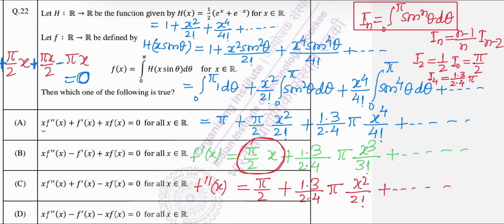Now see the options. Here you see all signs are plus. Here we have to find plus, plus, minus. Here it is not plus, plus, minus. In C you see plus, plus, minus. In the first term you see plus, in the second it is plus, and in the third it is minus. So the correct option, the option to be marked, is C.